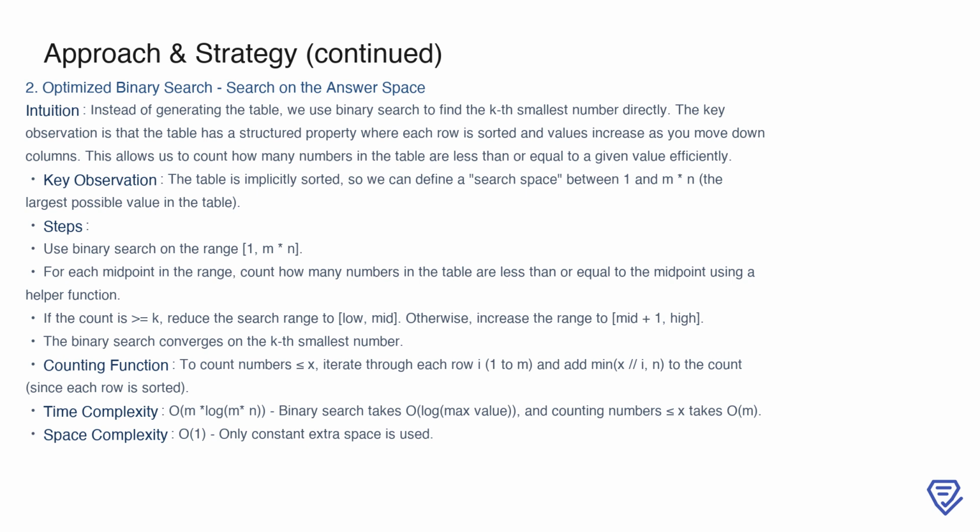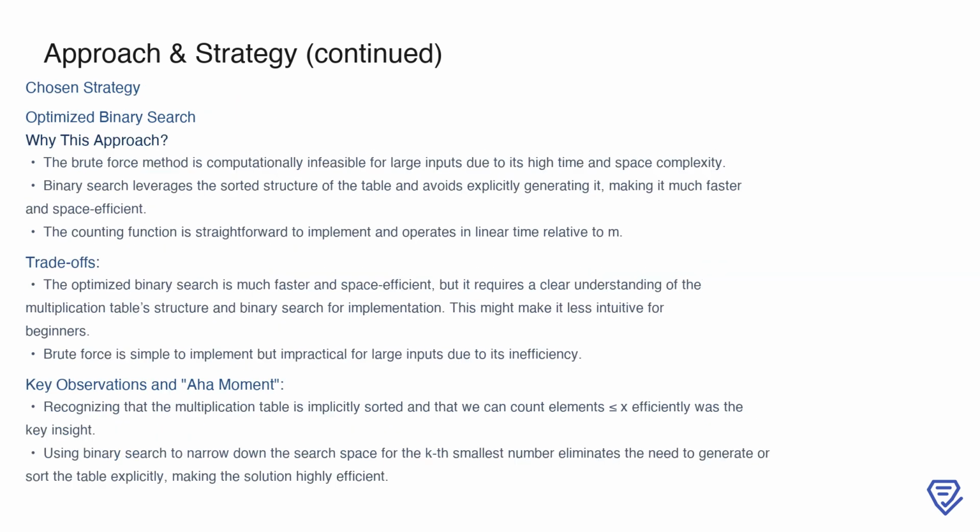This approach achieves a time complexity of O(m log(m*n)) and uses only constant space, making it significantly faster and more scalable than brute force. The chosen strategy for this problem is the optimized binary search approach. This method stands out because it avoids the inefficiencies of the brute force approach by leveraging the inherent structure of the multiplication table. Instead of explicitly generating and sorting the table, it uses binary search and a counting function to directly find the kth smallest number. This makes it both time efficient and space efficient.